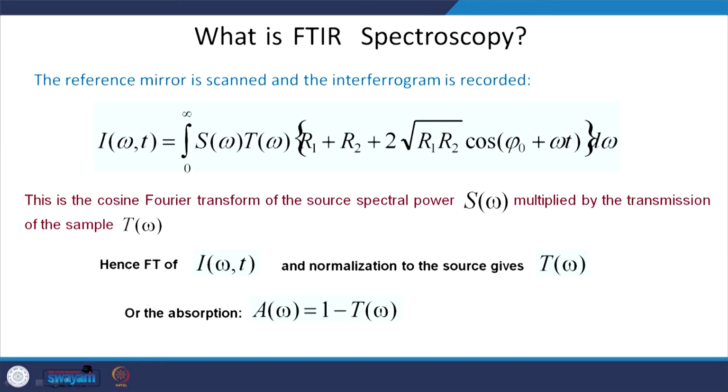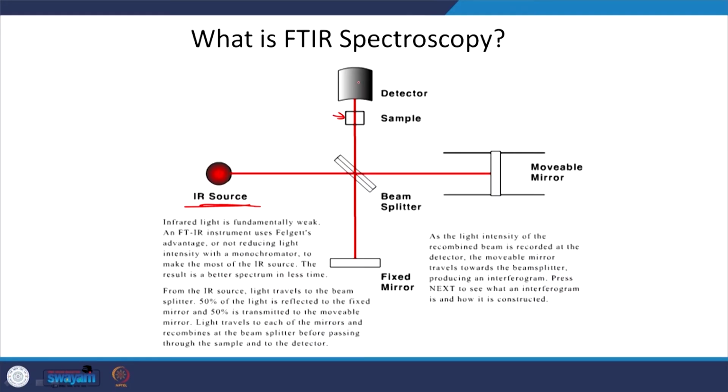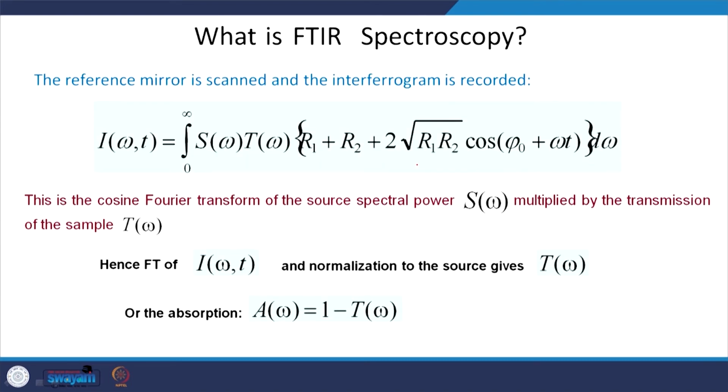You can move the reference mirror, which was this mirror, and you can have I as a function of delta d, and that will come in terms of phi naught plus omega t into d omega. So, if you solve for the Fourier transform, you can have the Fourier transform of I omega t, and normalization to this gives t omega, that is, the transmission with respect to omega, or absorption as a function in terms of absorption. Because you know intensities, you can always convert it to transmission or reflected absorption power.